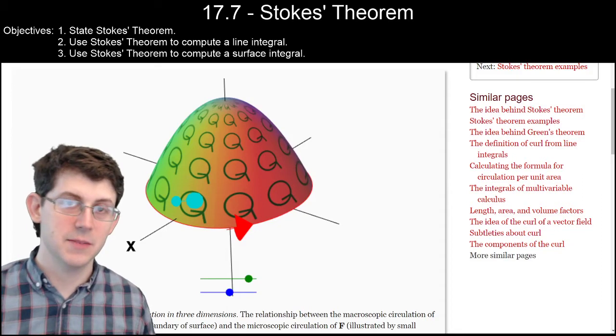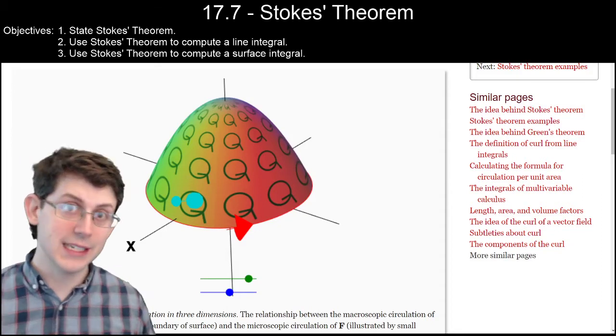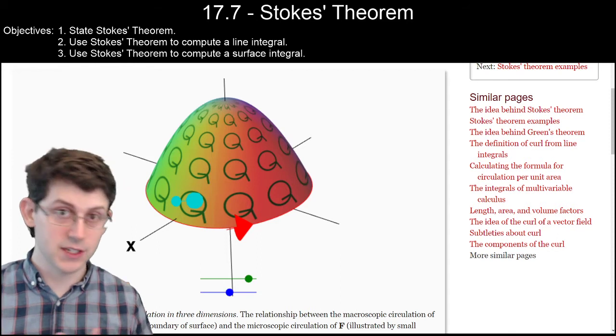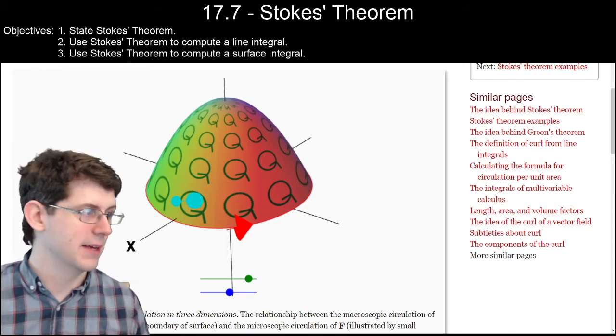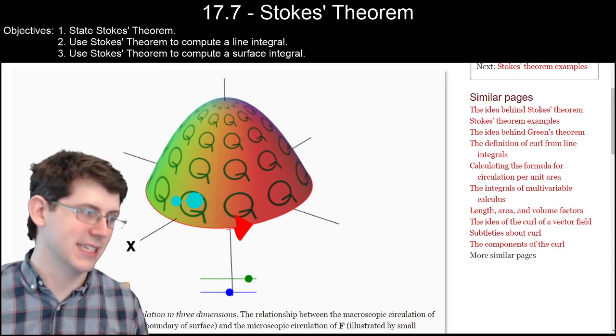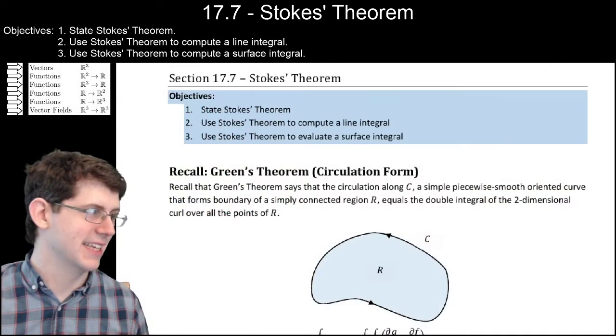This is section 17.7, Stokes' Theorem. This is really exciting because Stokes' Theorem, the divergence theorem, and Green's theorem are the crowning achievements of calculus. I have this picture here of what we're going to be dealing with, but here are the goals.